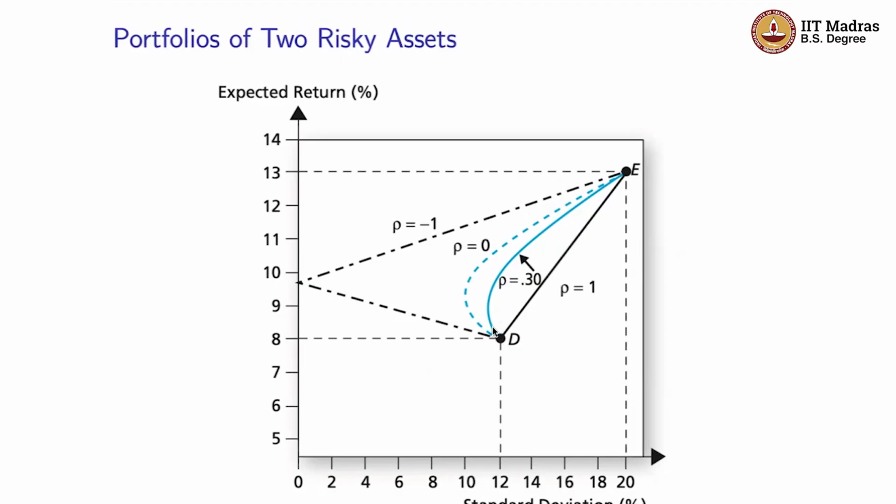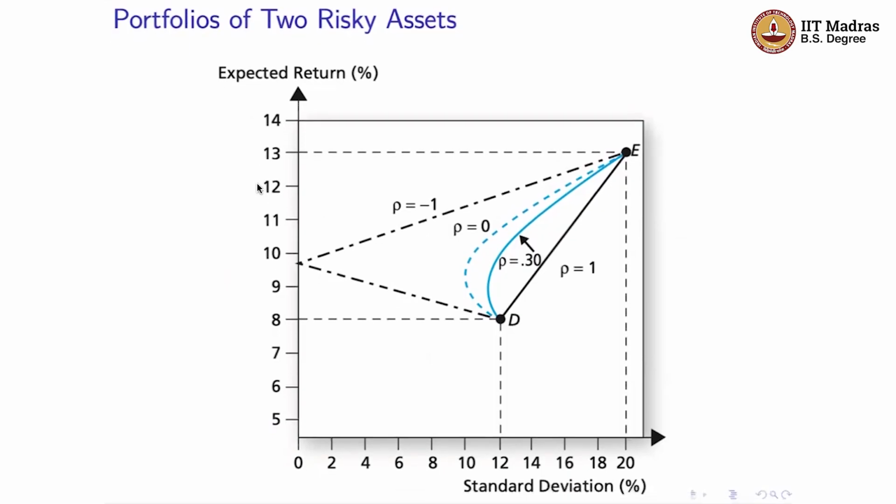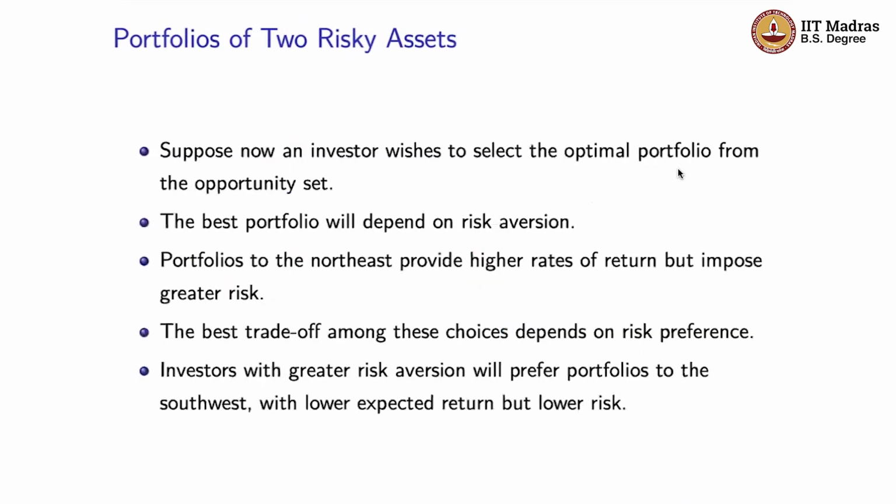So the question is, these are the feasible points that are possible from an investor's perspective in terms of expected return and standard deviation. The question is, which particular point along these points will the investor select, right? So again, we can think about it first generally, and then we can see analytically what will be the result. So the investor clearly wants to select the optimal portfolio from the opportunity set.